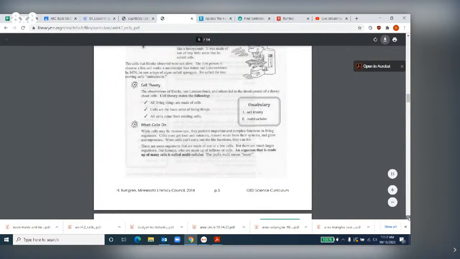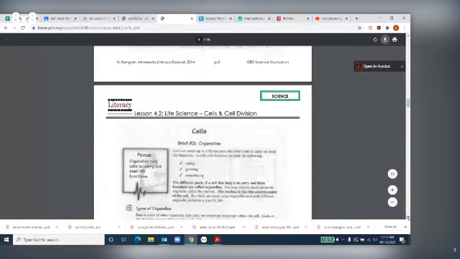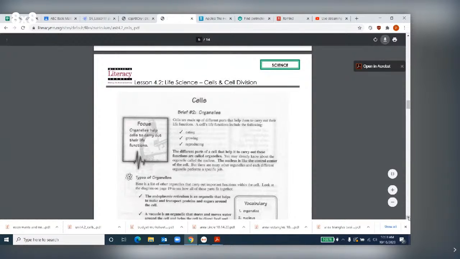So the second thing we're going to look at, and this was kind of a word that was part of the cell, was the organelle. It says cells are made up of different parts that help them carry out their life functions. A cell's life functions include the following: eating, growing, and reproducing. So the different parts of a cell that help carry out these functions are called organelles. You may already know about the organelle called the nucleus. The nucleus is like the control center of the cell. But there are many other organelles, and each different organelle performs a different job. Okay, so let's look at these different types.